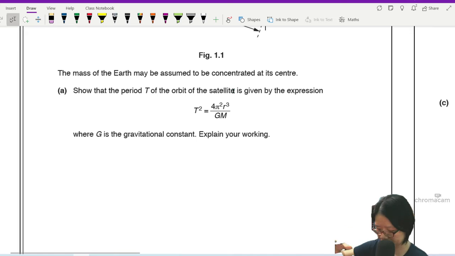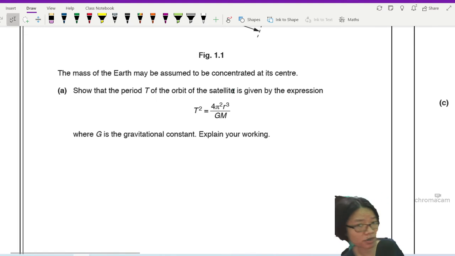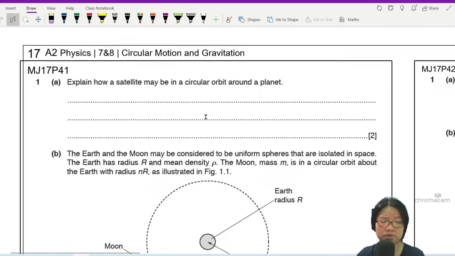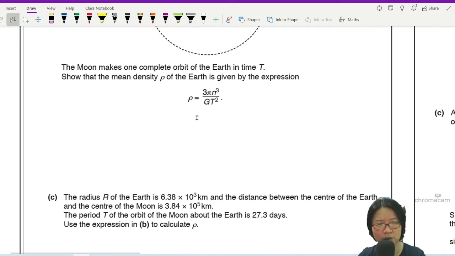Let me tell you something. In the past year questions for this chapter, they like to throw you random equations. Sometimes you see before, sometimes you never see before. I'll give you a few examples. If you look at this one, we got density one. They can give you anything.